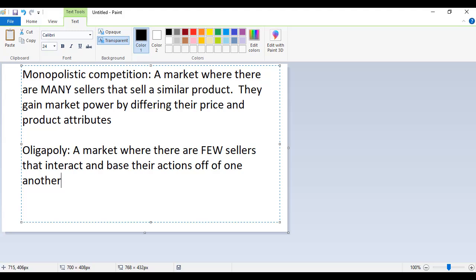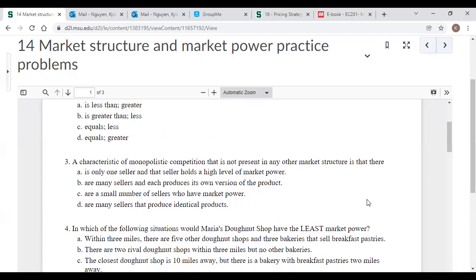The main distinction I want you guys to remember is an oligopoly has few sellers, while monopolistic competition has many sellers. So are there any questions about those? All right. So 3, the characteristic of monopolistic competition that is not present in any other market structure is, A, that there is only one seller, and that seller holds a high level of market power. This is actually a monopoly. I'm sure you guys could tell, because a monopoly is a market where there's only one seller. So we already know what a monopoly is, so we can just move on.